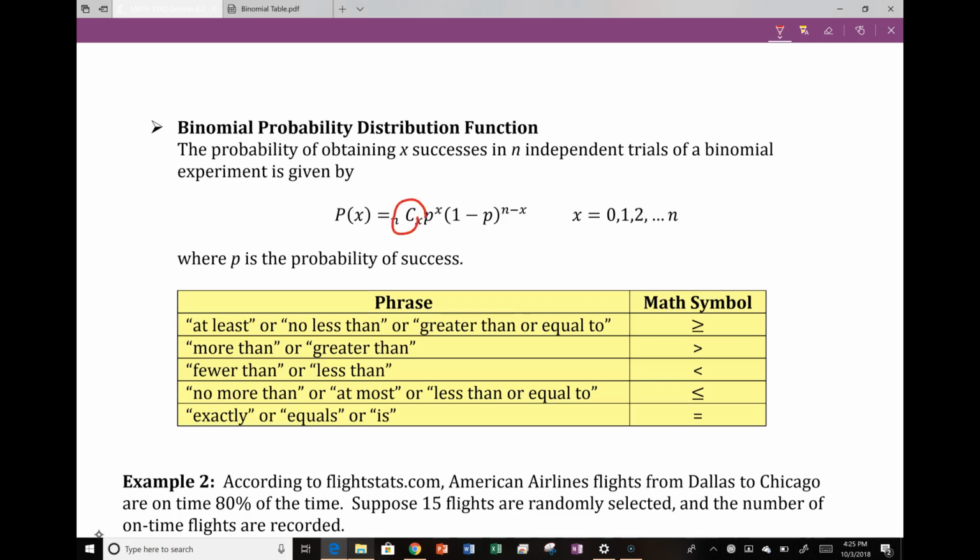This is our number of combinations, times p to the x. So we're raising our probability to the x power, times 1 minus p. This is the probability that it's not a success, raised to the n minus x. So this exponent x is our successes, and this value right here is going to be our failures, or the opposite of successes. This is the probability for a success, and this is the probability for a failure.